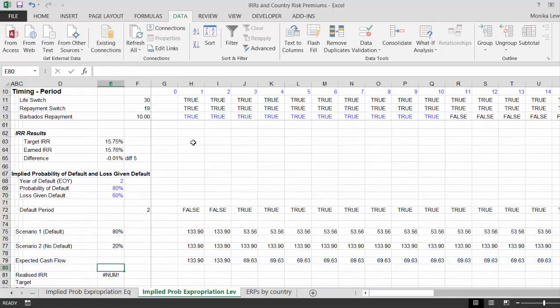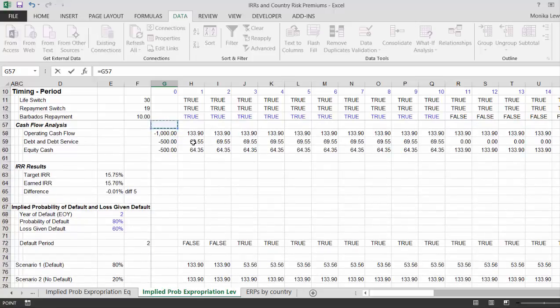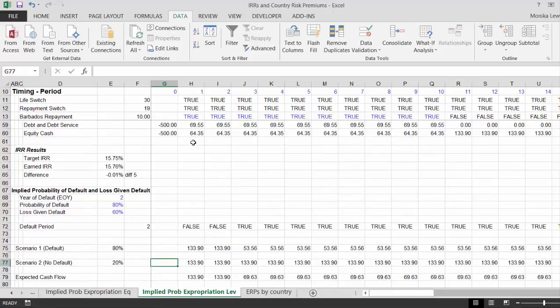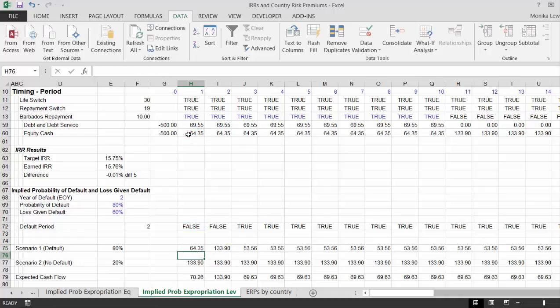Oops. And we have to put the minus just a second. I think I should have done this, excuse me, I should have done this with equity cash flow. I should have. That's a better way to do it.